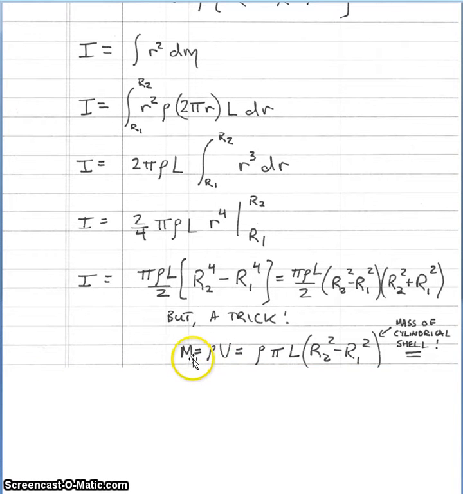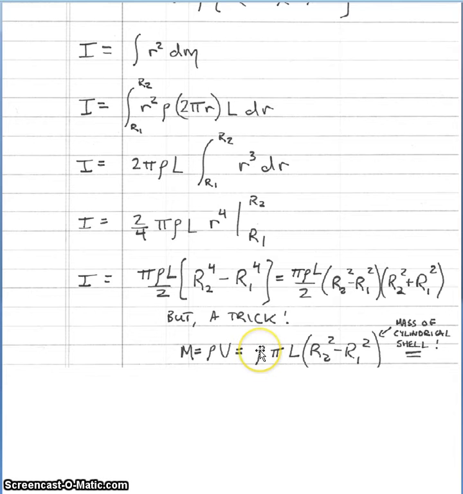And the trick is that the mass m of our hollow cylindrical shell, okay, so not the paper thin one, but the entire hollow cylinder that we're integrating, is going to be given by this expression. It's going to be rho times pi times L times R2 squared minus R1 squared. Okay, what does that mean? Where does that come from?